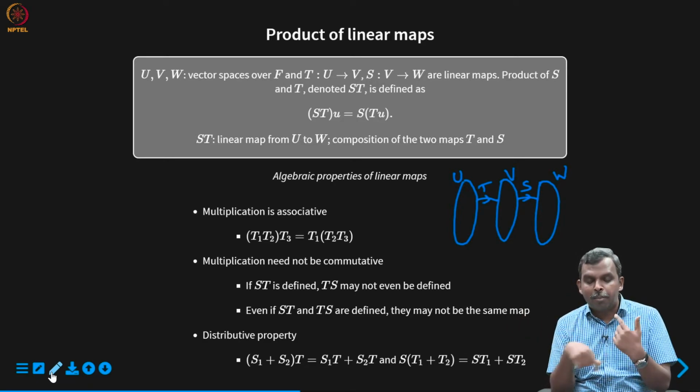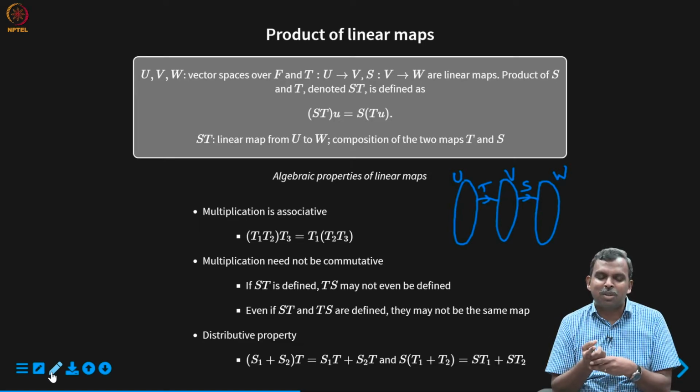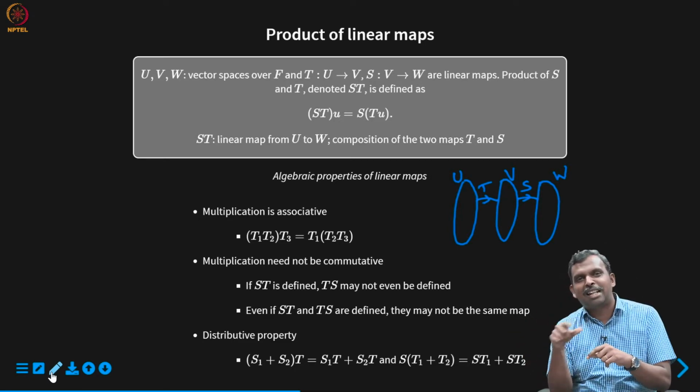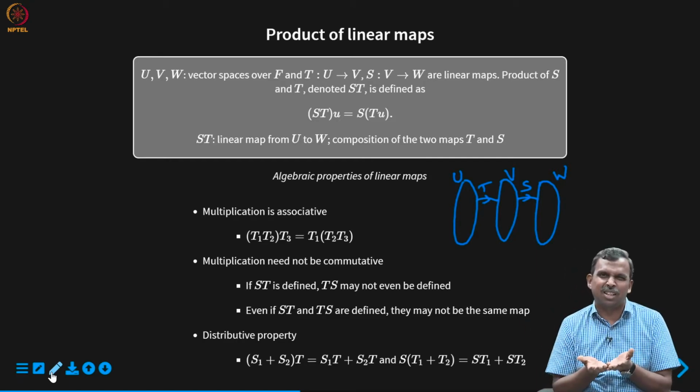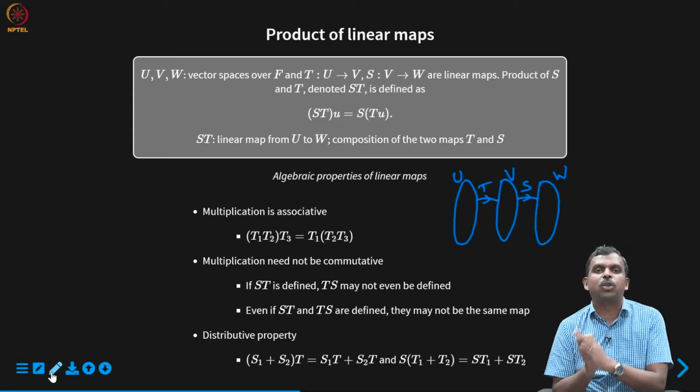But when I compose them, usually it's common to write it in this fashion, ST as opposed to TS. Why is that? Because T acts first on the vector, and we always put the input on the right. So T acts first on the vector, so you should write it as ST, that's all. So just keep this little twist in mind, it's not too difficult to understand. But the product of two linear maps is nothing but the composition of the two maps.